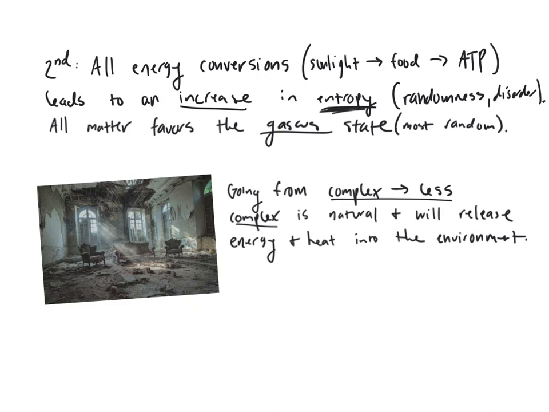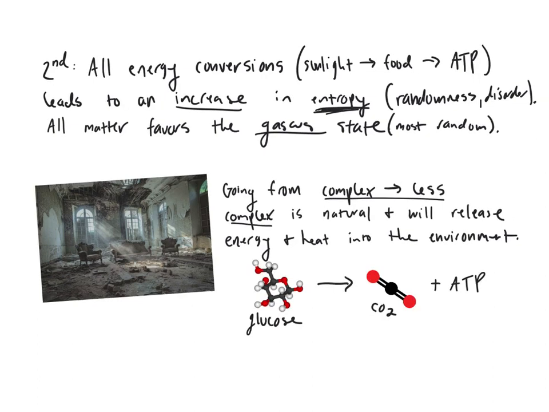So we actually take sugar and break it from complex to less complex, aka sugar into carbon dioxide, and that releases energy and heat, which is why we are giving off heat right now. And the energy we get is in the form of ATP. You can see here in this reaction, we're going from a glucose to carbon dioxide. It goes from complex to less complex, which is going to release ATP, and heat is going to be lost as well.